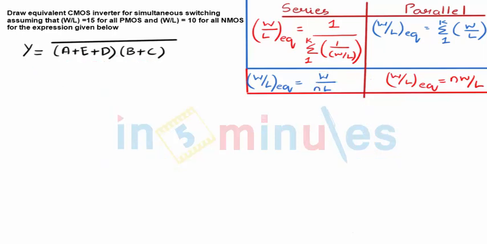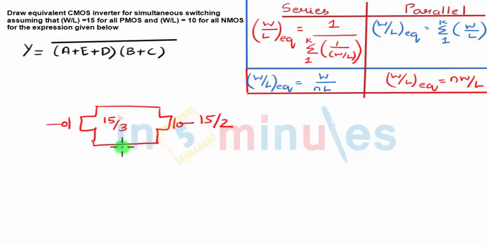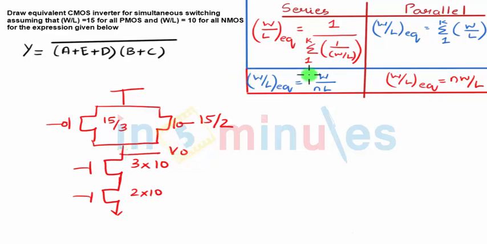So currently this is my circuit. This is nothing but 15 by 3, which is connected in parallel to 15 by 2. I have just drawn the equivalent. I have not changed the series and parallel connections, mind you. For NMOS, this was nothing but 3 times 10, in series with 2 times 10, and this was my equivalent circuit. We took the help of this equation and this equation to simplify because W by L was same.